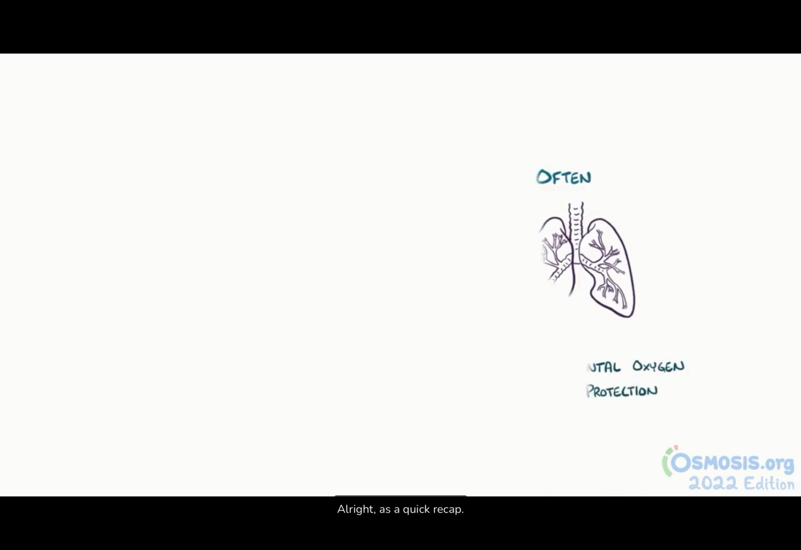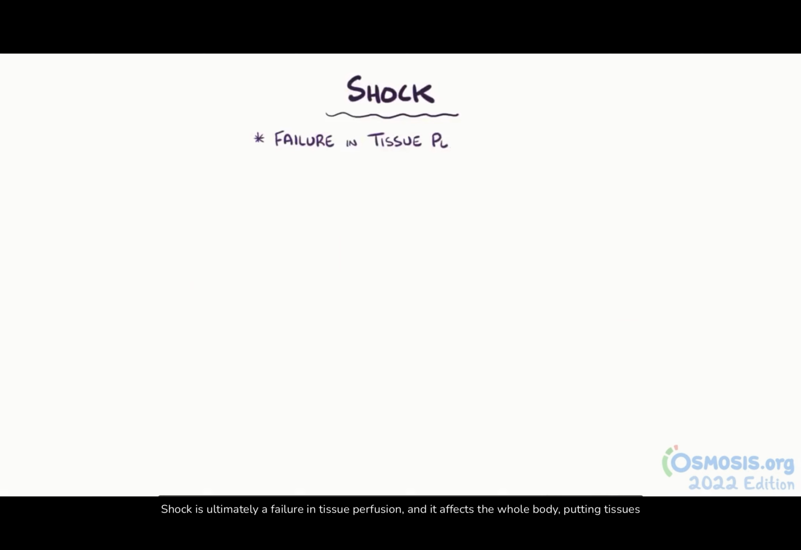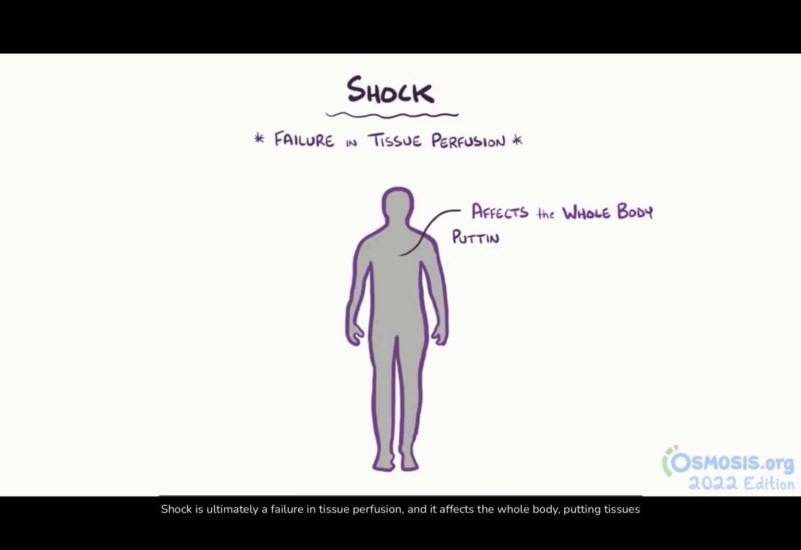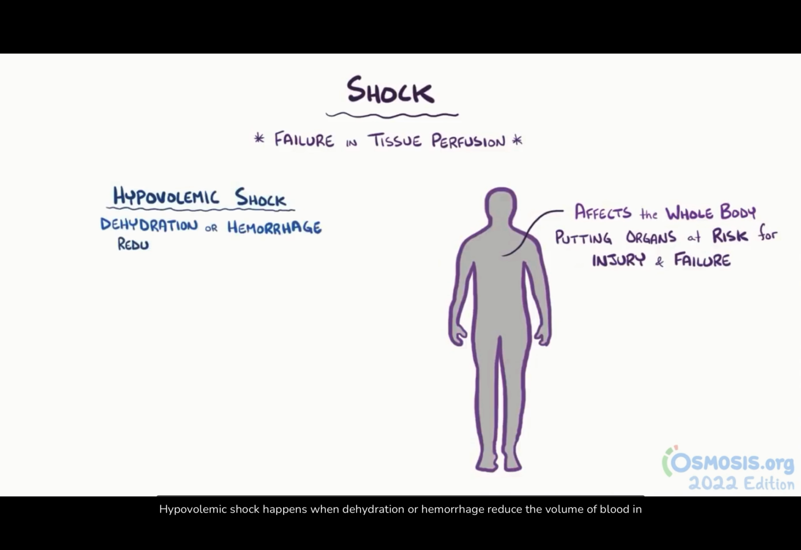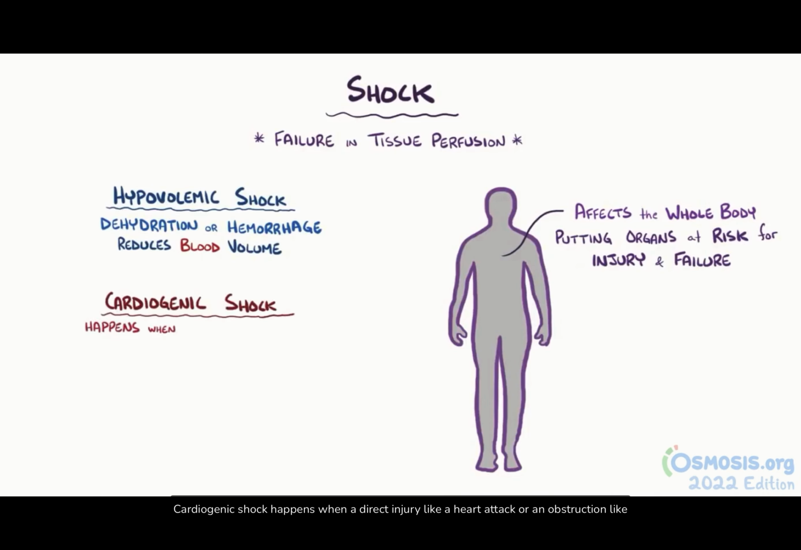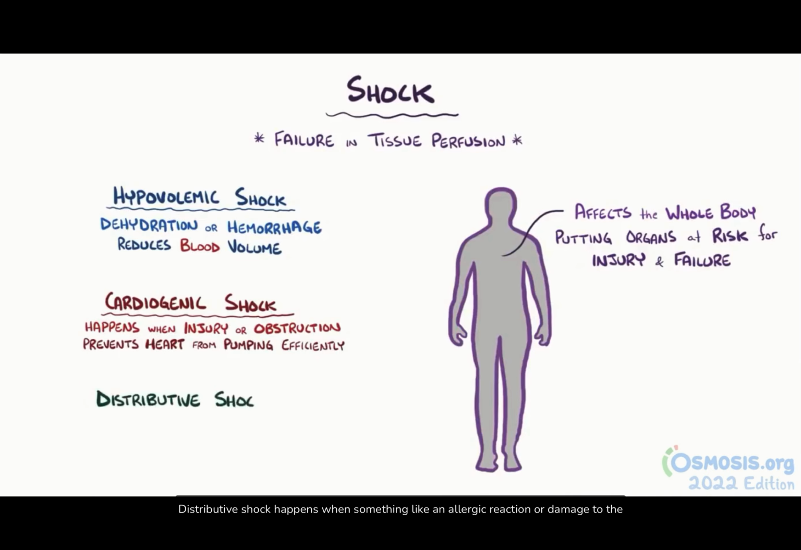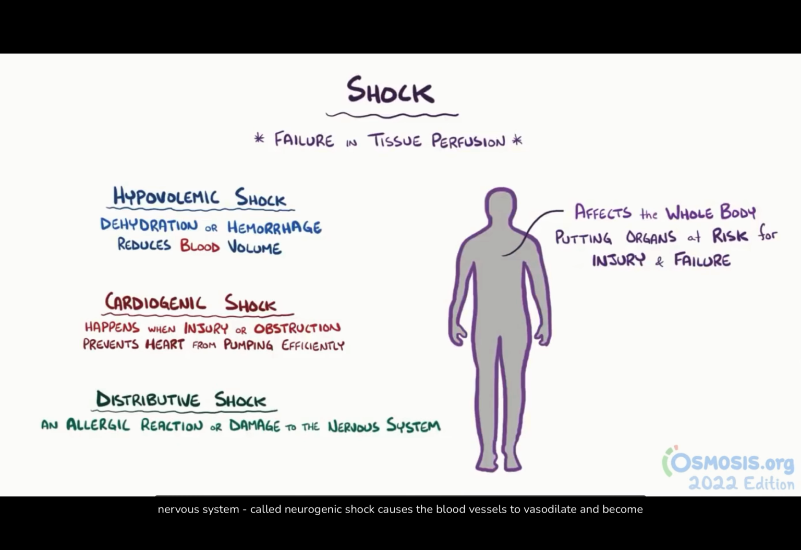Alright, as a quick recap. Shock is ultimately a failure in tissue perfusion, and it affects the whole body, putting tissues and organs at risk for injury and ultimately organ failure. Hypovolemic shock happens when dehydration or hemorrhage reduces the volume of blood in the blood vessels. Cardiogenic shock happens when a direct injury like a heart attack or an obstruction like a pericardial effusion prevents the heart from pumping blood efficiently. Distributive shock happens when something like an allergic reaction or damage to the nervous system, called neurogenic shock, causes the blood vessels to vasodilate and become leaky, which reduces the resistance and lowers the blood pressure.